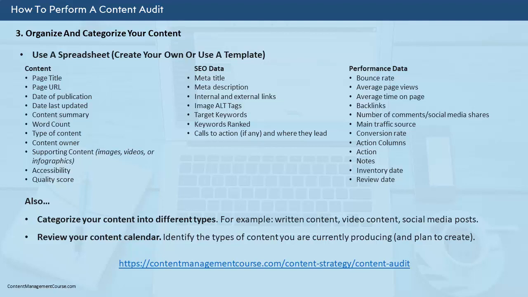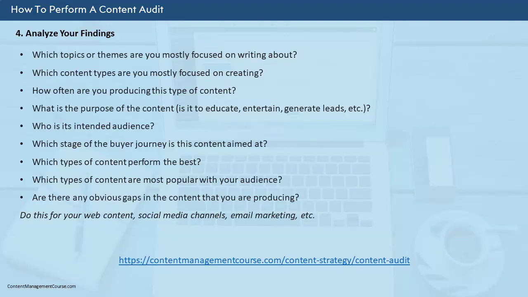Also, if you review your content calendar, which we'll talk about in another lesson, it will help you identify the types of content that your business is currently producing and planning to create in the near future. After categorizing our content, we can then start to analyze our data. Analyzing our content gives us a better understanding of the types of content that our business is currently producing.